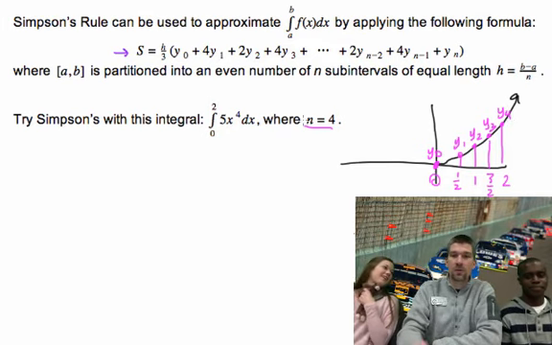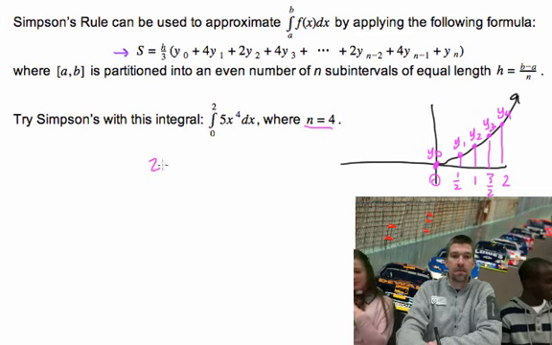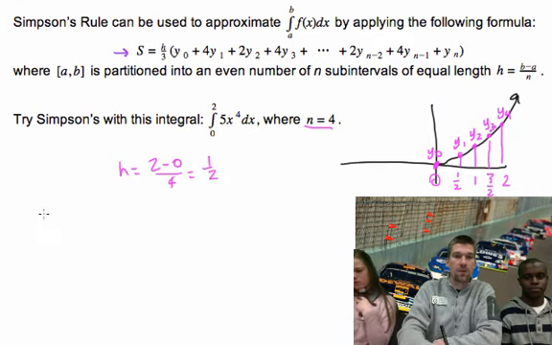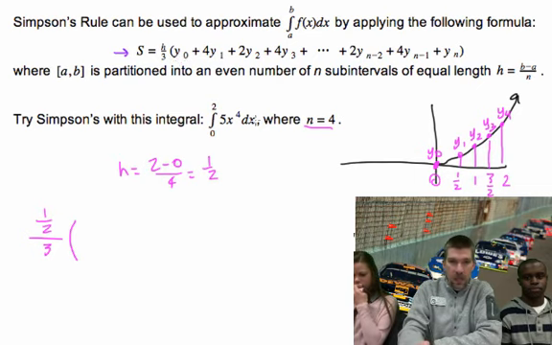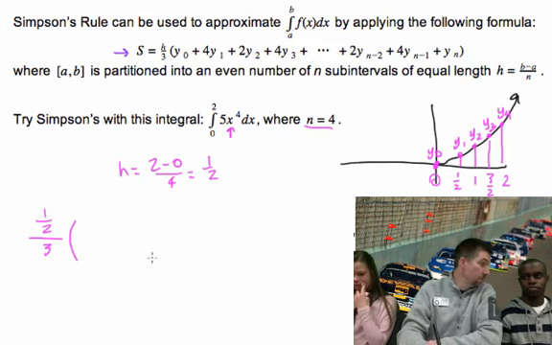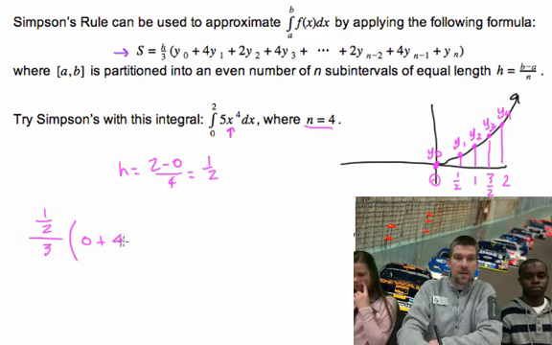All right, so here's what we're going to do. H is equal to b minus a divided by 4, so this would be 1/2. And when we set up our Simpson's rule, we're going to have 1/2 divided by 3 times, and then y0. Well, when I put 0 into this equation for x, I get 0. Plus 4 times y1, and that's a half. So 4 times 1/2 to the 4th times 5.